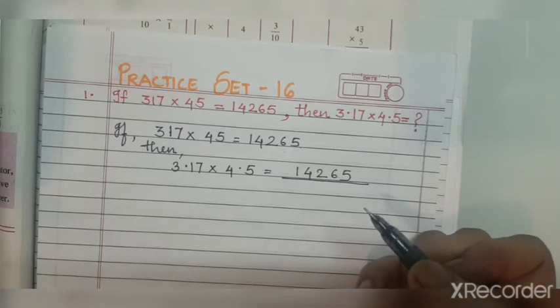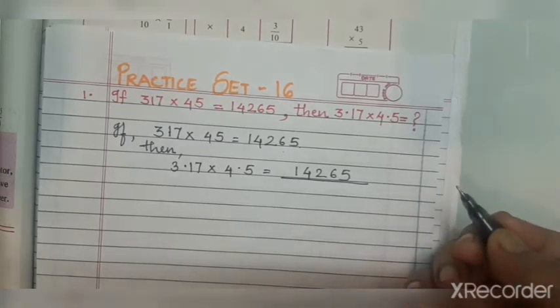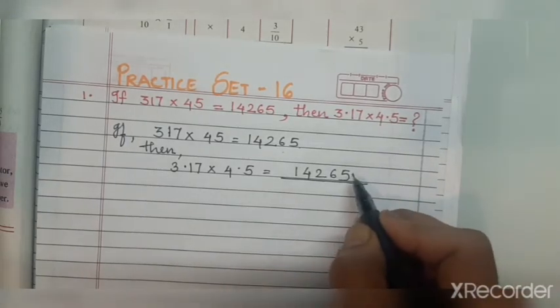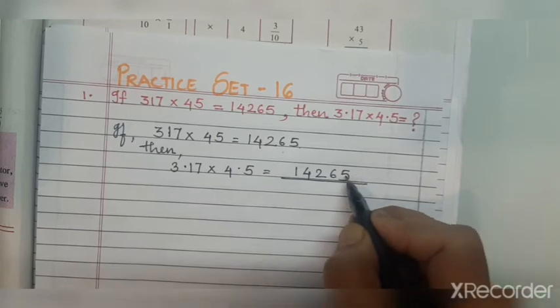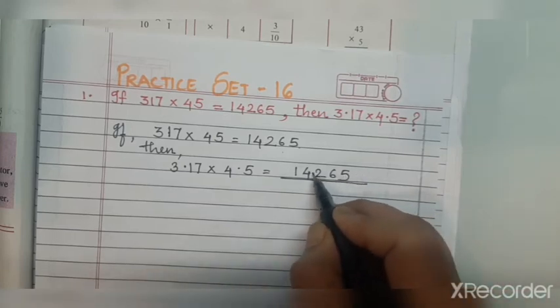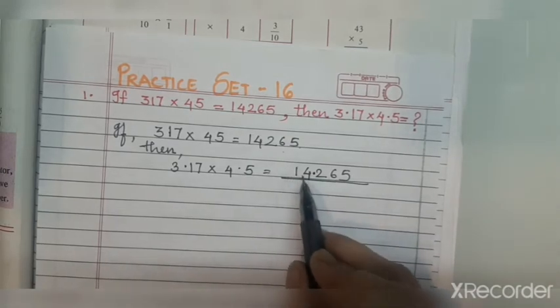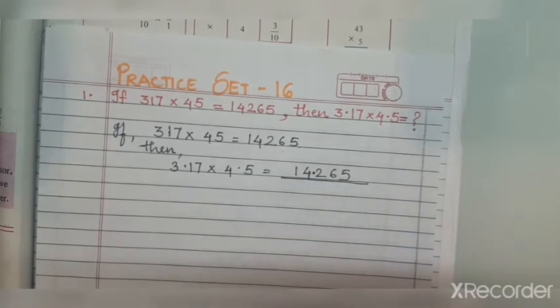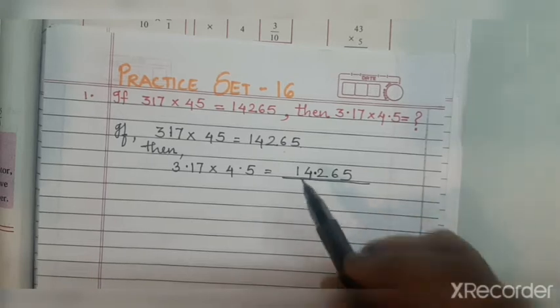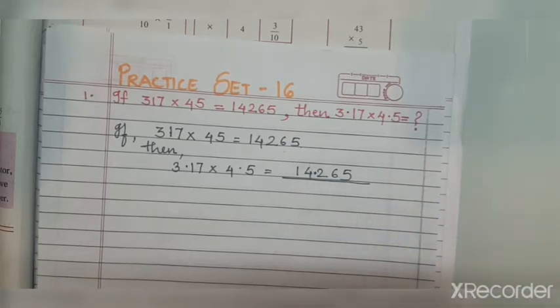And how do we place a decimal? We count from the right hand side. So we'll count 3 places from the right hand side, 1, 2, 3. So after 3 digits we'll put a decimal. So our answer is 14.265.